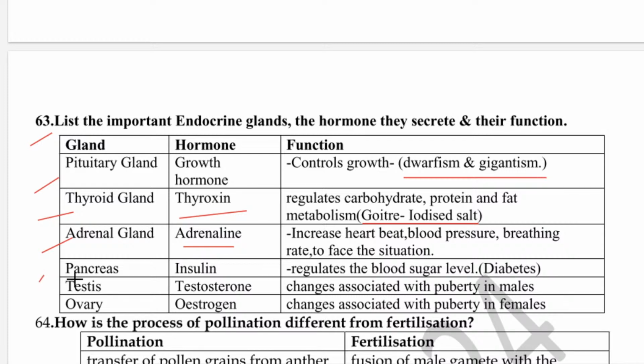Next one, gland, pancreas. It secretes insulin hormone. It regulates the blood sugar level. The disease caused by the deficiency of insulin: if the insulin secretion is less here, it causes diabetes mellitus or diabetes.